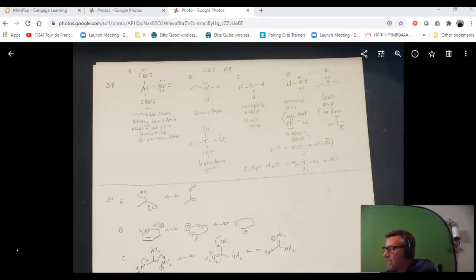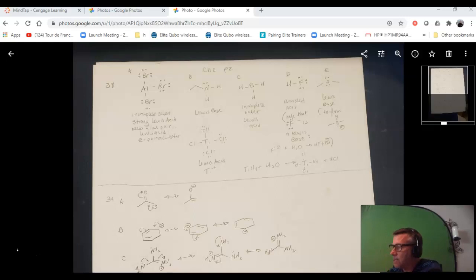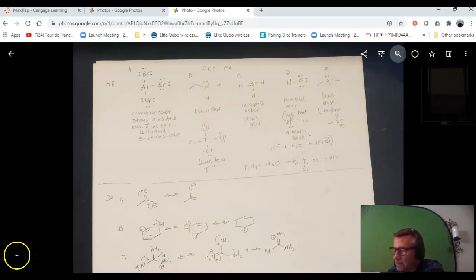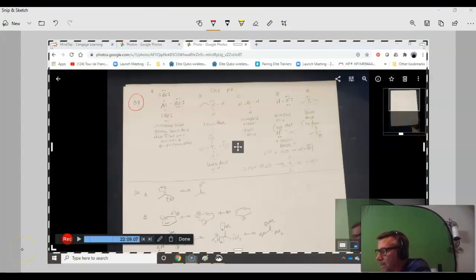Moving back to 38, and now I'm just showing you the answer key that I came up with. It might be more efficient to work this way. So this is number 38, and I've set it up so I can draw on it now. They ask you to draw each substance and indicate whether the substances are acids or bases.